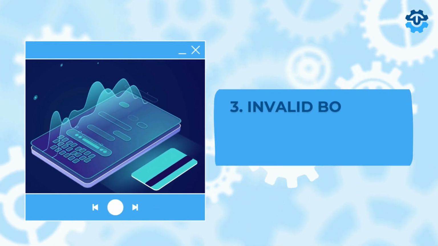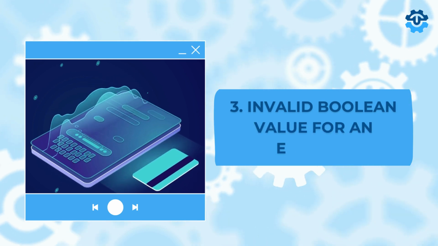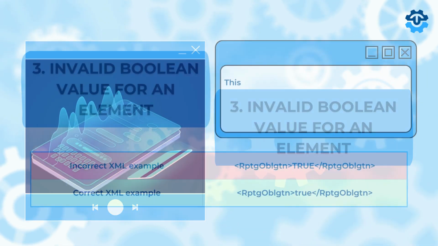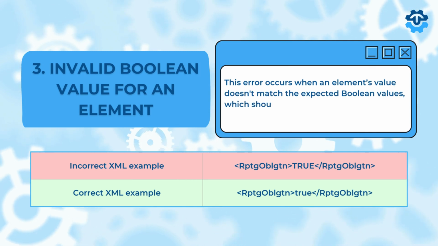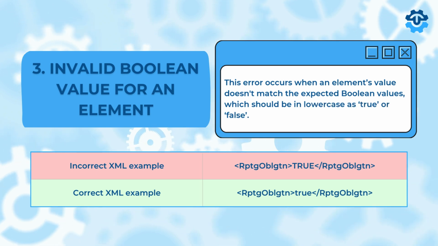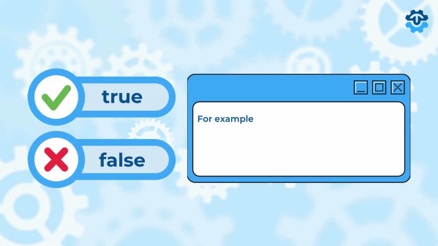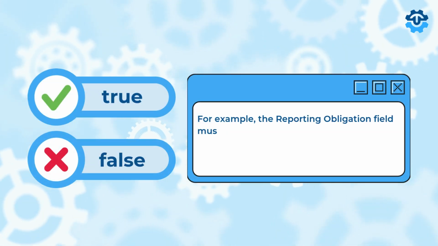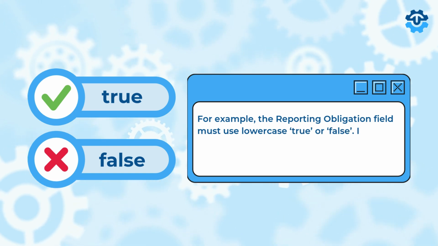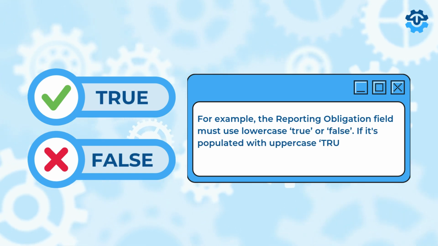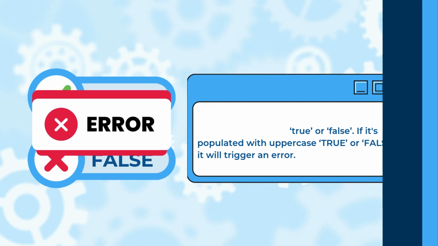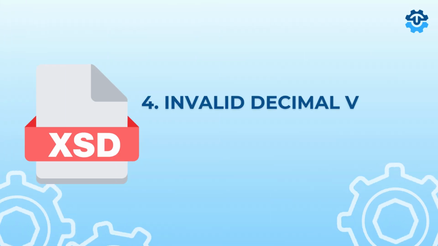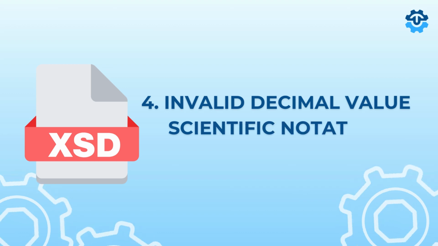Error 3. Invalid Boolean value for an element. This error occurs when an element's value doesn't match the expected Boolean values, which should be in lowercase as true or false. For example, the reporting obligation field must use lowercase true or false. If it's populated with uppercase TRUE or FALSE, it will trigger an error.